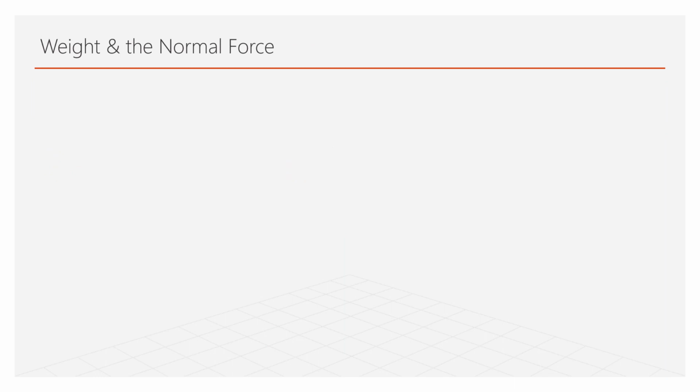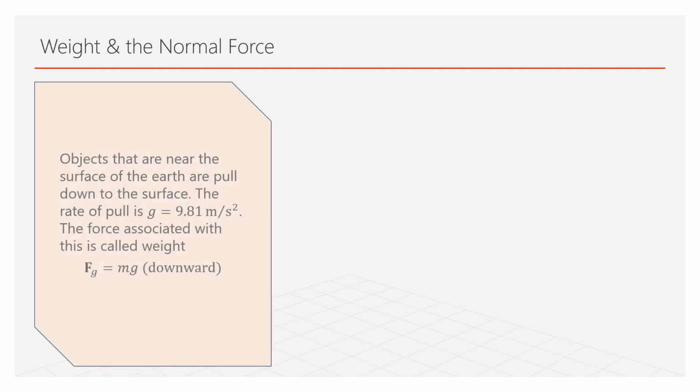Let's now look at a few different types of forces. First are weight and the normal force. Objects that are near the surface of the Earth are pulled downward. The rate of pull is 9.81 meters per second squared, and you should memorize that value. The force associated with this pull is called weight, and it is equal to the mass of the object multiplied by the acceleration due to gravity, and this force vector is always downward.